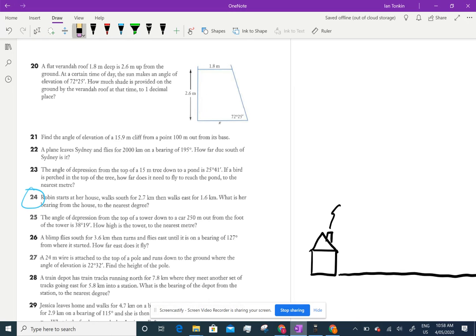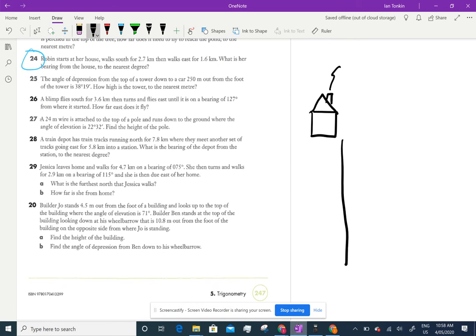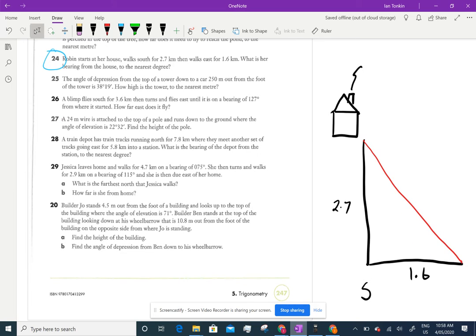Sorry, she walks south first. So here she goes. She walks south for 2.7 kilometres. And then she walks east for 1.6 kilometres. So there she is. She's walked all this way and she's all the way over here. And it says, what is her bearing from the house?